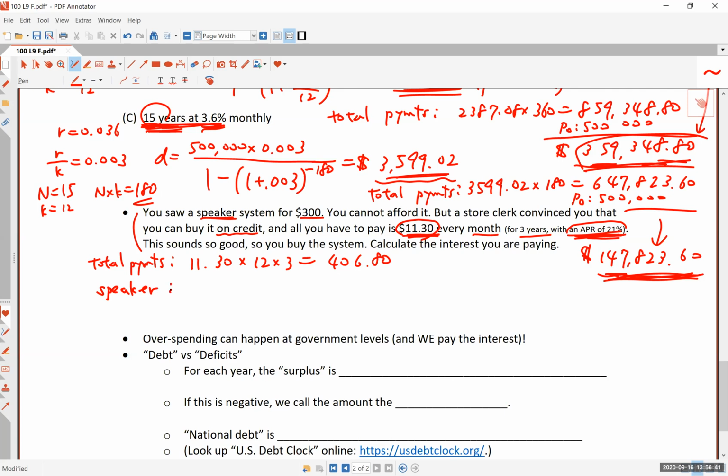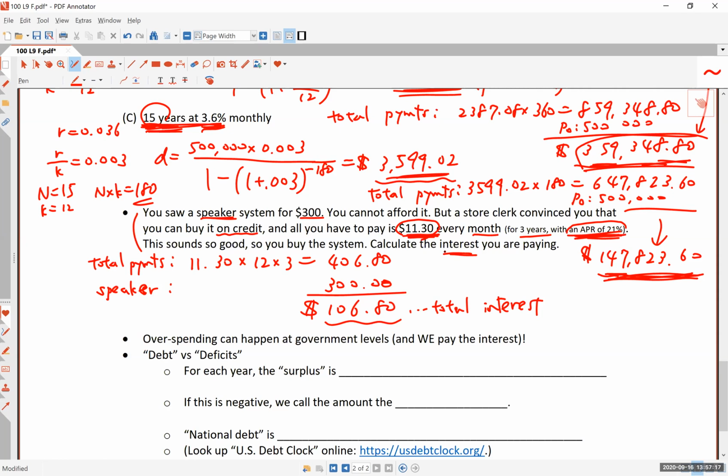Basically the amount. So you are not making any down payment. You're buying this for $300. Or you're not buying it for $300. You could be buying this for $300 today. You decide that you could not afford it, and somebody's convincing you that you can indeed afford this because you can make a payment of $11.30 every month for the next 3 years. The difference of $160.80, this is your total interest payment. So calculate the interest you are paying, and the answer is $160.80.